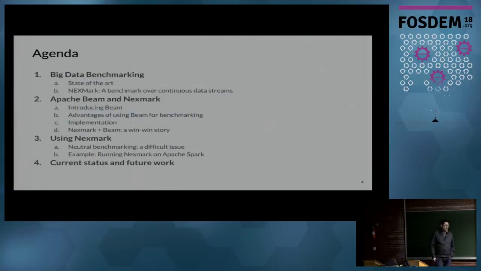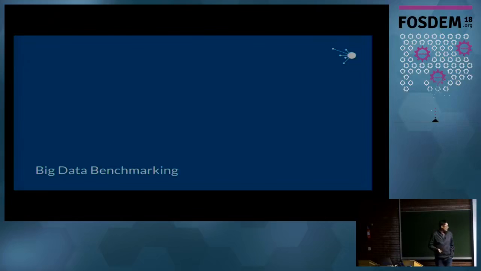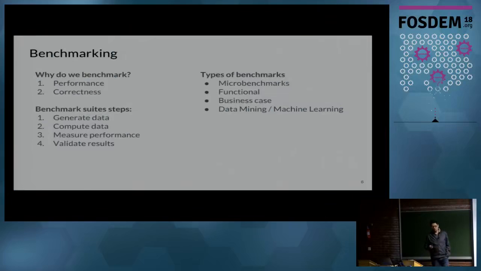So we are going to talk about benchmarking and benchmarking big data. We are going to talk a little bit about Apache Beam and Nexmark, that is a benchmarking suite on top of continuous systems. And we are going to look a little bit at the implementation we did for Nexmark on Apache Beam and how this is done and what you can do with it. And we are going to discuss the current status of the project and some future work.